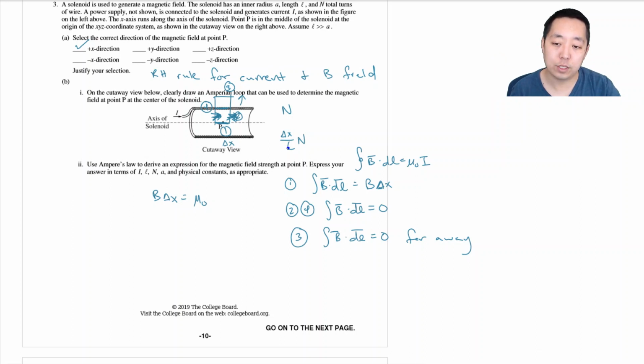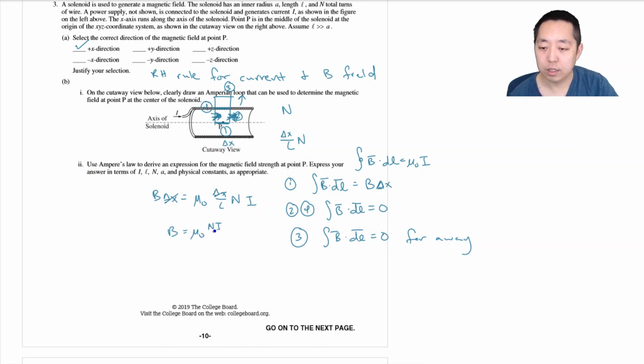And so that fraction times the total number of turns is how many turns are just right in here. So it's that many turns times I, because the current is going through that loop multiple times, however many turns it goes through, right? Okay, so the delta x's cancel, and so I get B is equal to mu naught N I over L.